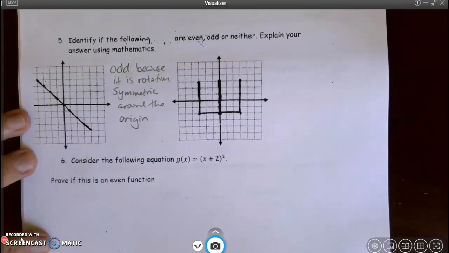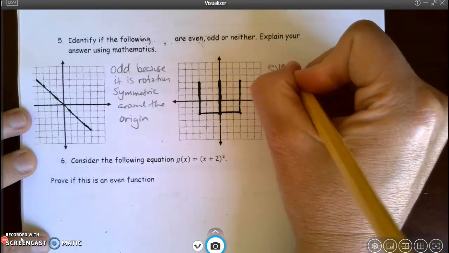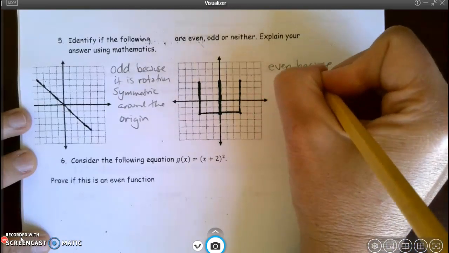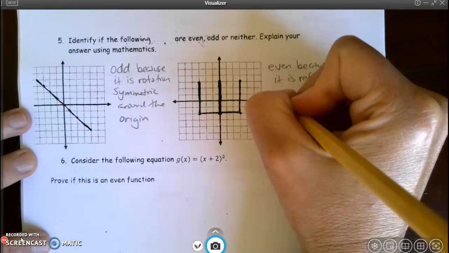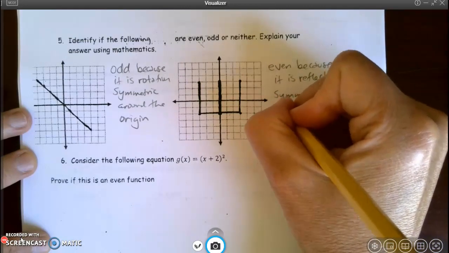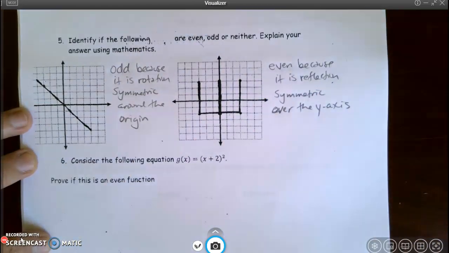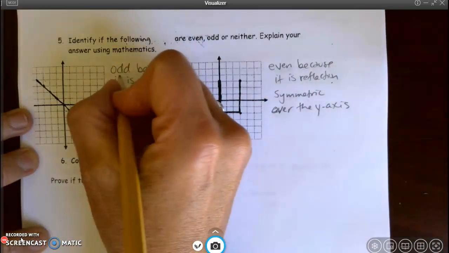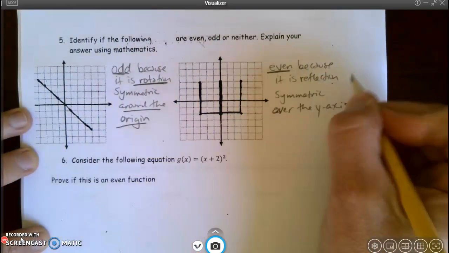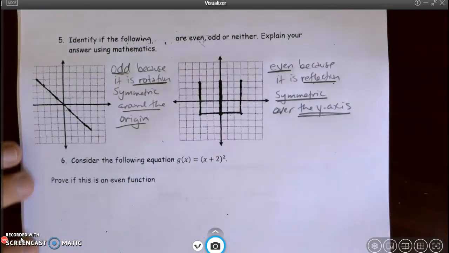Look at this next one. This one is reflection symmetric over the y-axis, which makes that even, because it is reflection symmetric over the y-axis. Sorry, I didn't mean to say origin. Okay, so odd is rotation symmetric around the origin. Even is reflection symmetric over the y-axis. That's important for us to know.